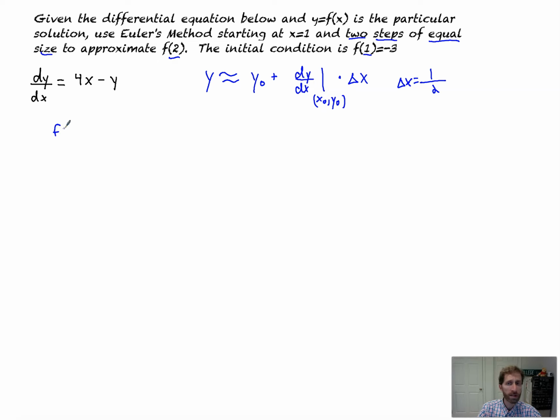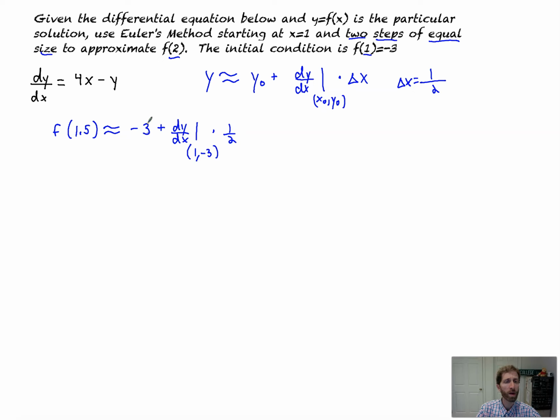Okay, so now we're going to use our formula. So we're going to start out by saying, what is f of 1.5? Why are we at 1.5? Well, remember, we're going from 1 to 2, and we're going to do 2 steps. So we're going to take a stop at 1.5, figure out that approximation, then use it to get to 2. So f of 1.5 is approximately, the initial y value is negative 3. We're going to add on to that. Now we need dy dx evaluated at the point that we're currently at, 1 comma negative 3. And we're going to multiply that by 1/2, delta x.